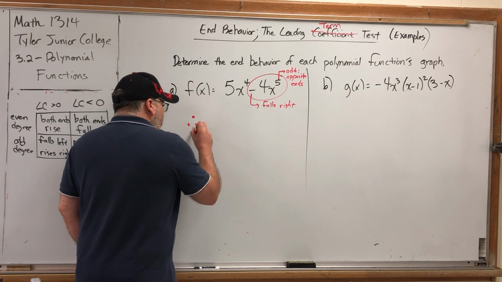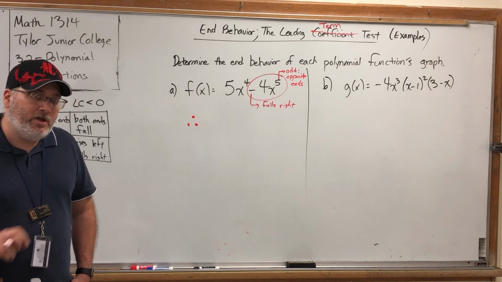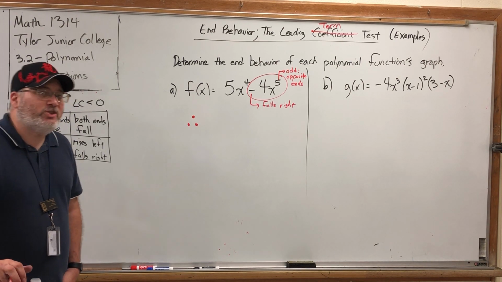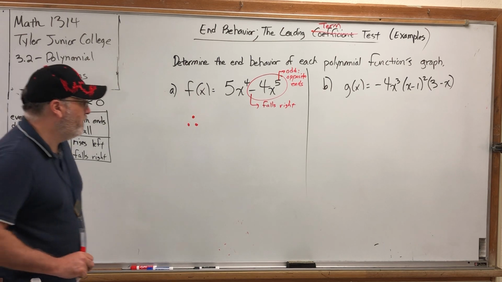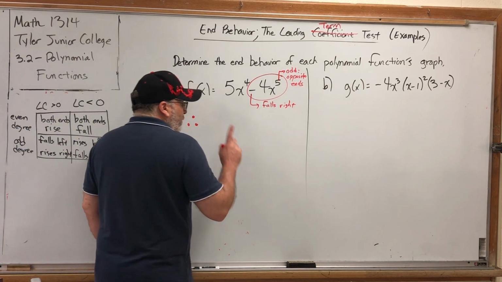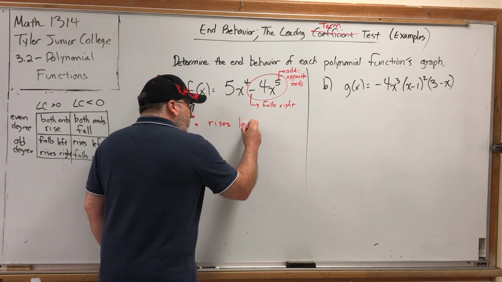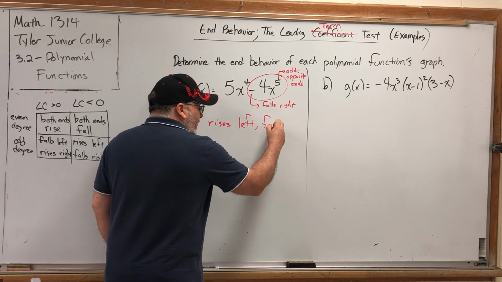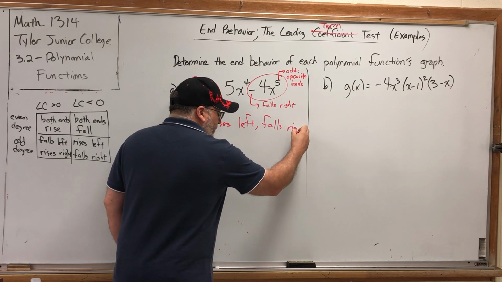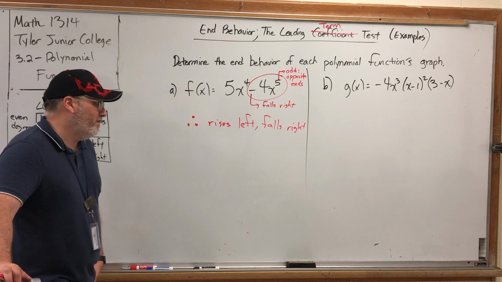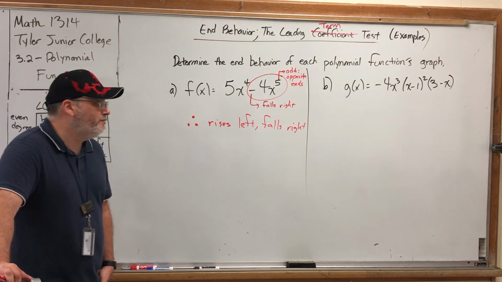Therefore, I think I've shown you the three-dot triangle before, but it's the mathematical symbol for the word therefore. Usually means we're about to answer a question or draw a conclusion. Therefore, because the ends are opposite, we know that this rises left, because we already determined that it falls right. It's not wrong to list the right end behavior first. It's typically written left first and then right second, though.